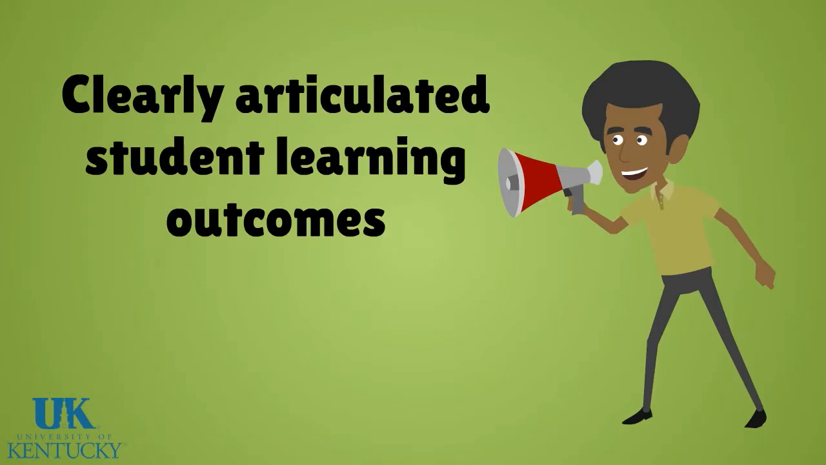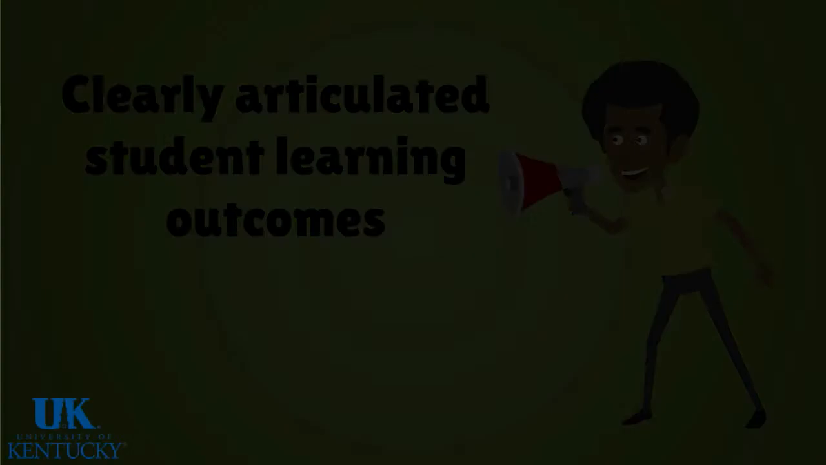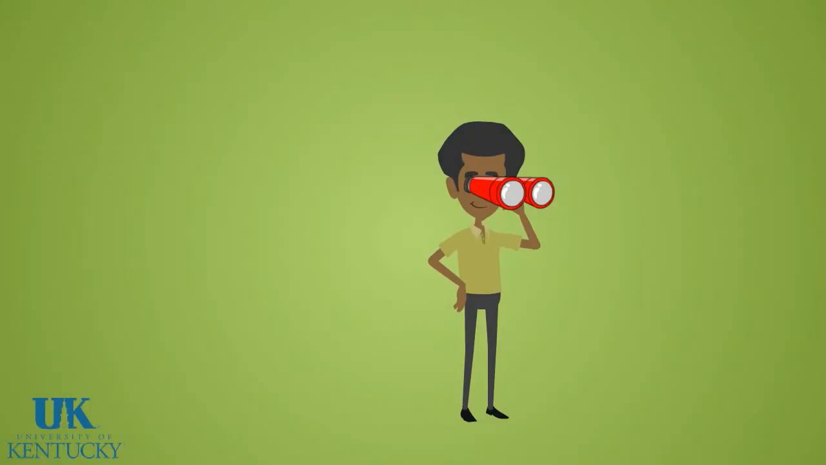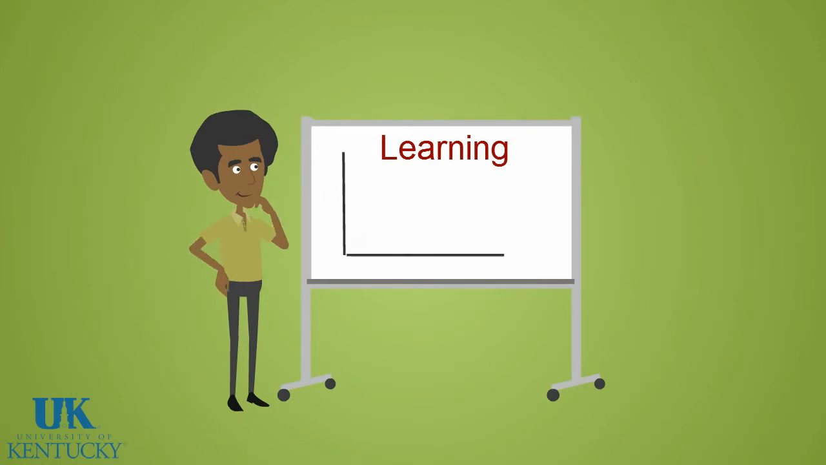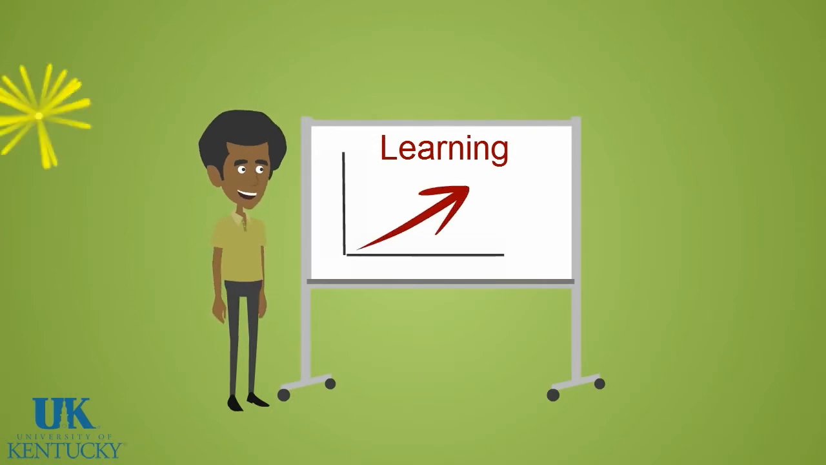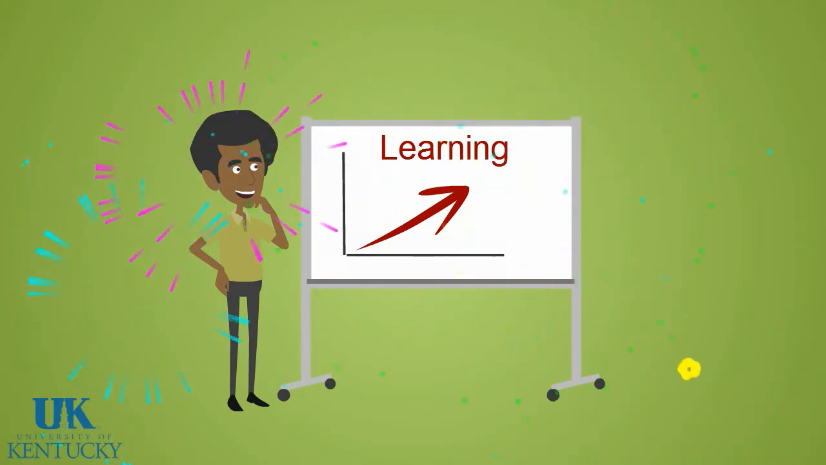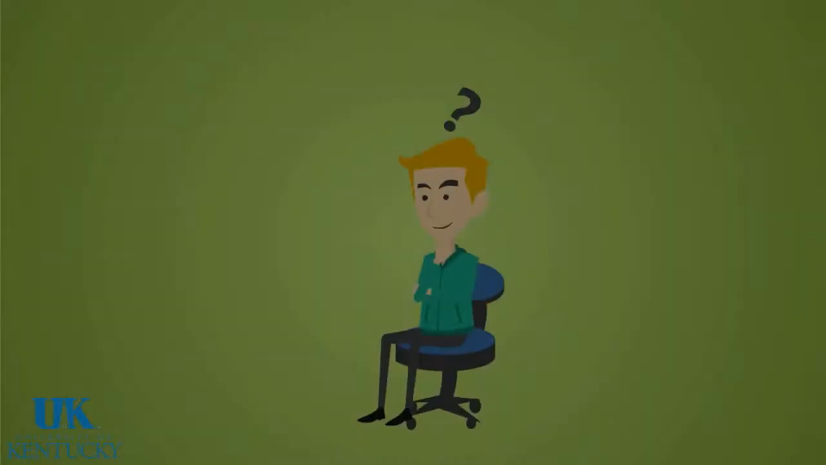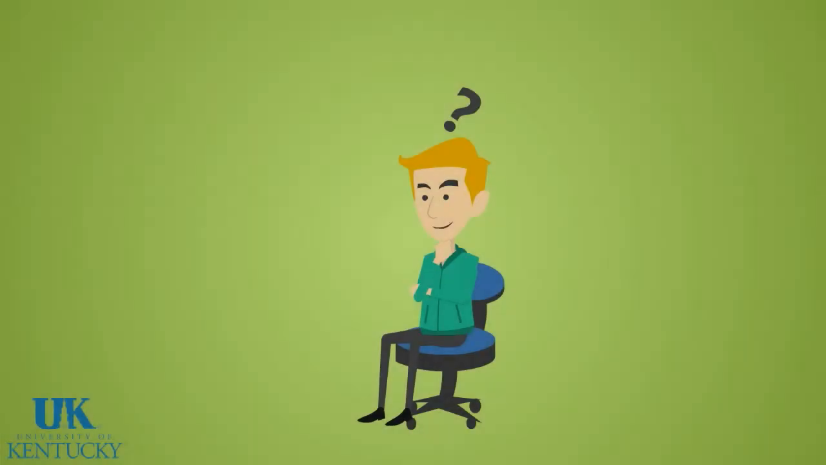Having clearly articulated student learning outcomes helps faculty and administrators focus their attention on the goals and purposes of the degree program. The assessments of student learning outcomes provide faculty the opportunity to continuously improve their curriculum, hence improving the learning that takes place. To help determine where best to assess student learning outcomes, a curriculum map must be produced.